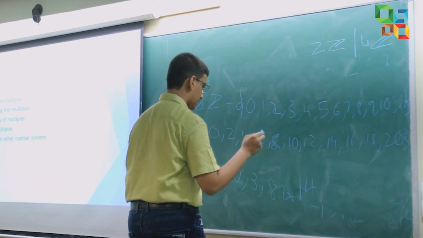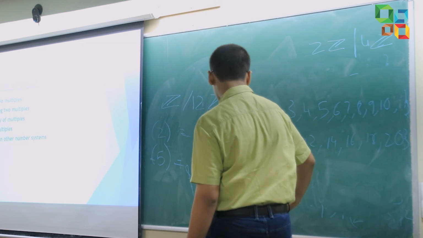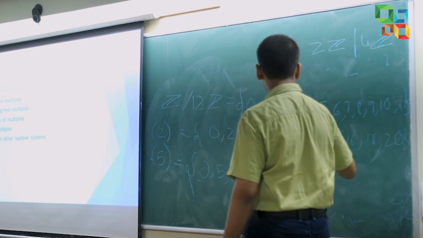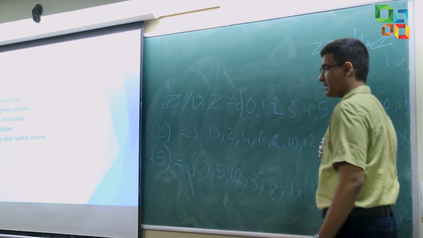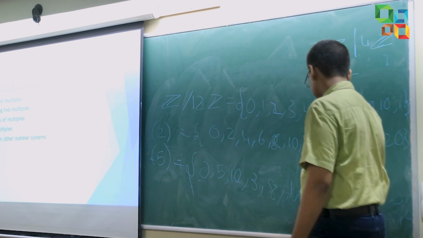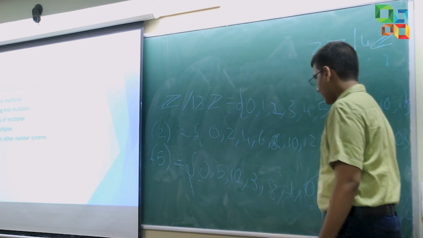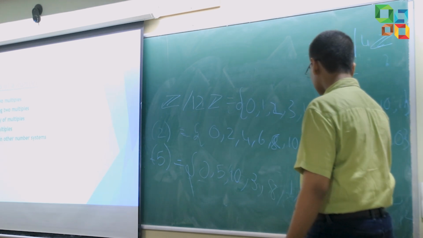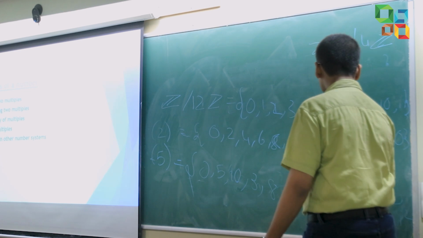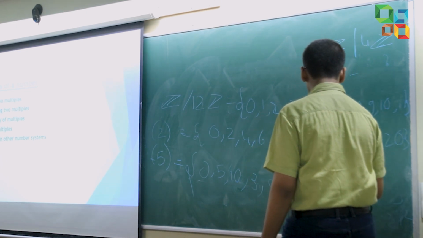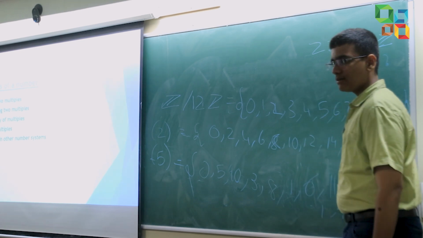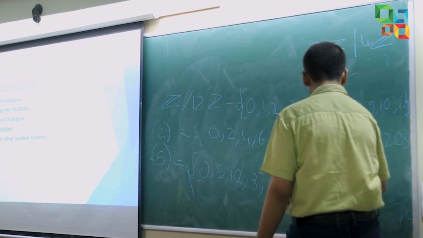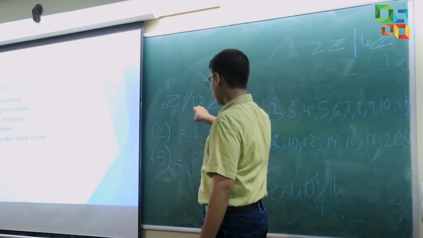5 into 5 is 25. 25 is just 1. 5 into 6 is 30. 30 is just 6. Then 5 into 7 is 35. 35 is just 11. So you end up saying that this just gives you the original set.